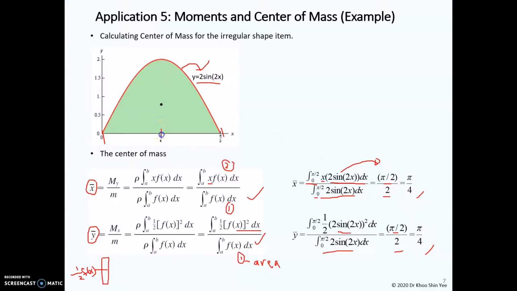So if you draw it, let's say this is your x bar at pi over 4. Over here is pi over 4, which is your y bar. Therefore, this is the center of mass for this green object.